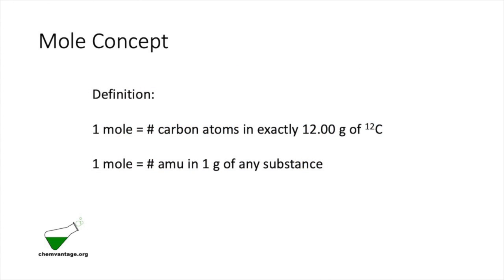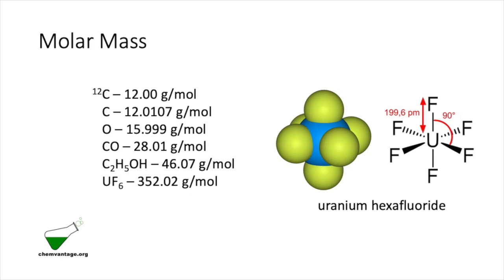Technically, a mole is defined as the number of carbon atoms in exactly 12 grams of carbon-12. It turns out that because the atomic mass unit is also defined in terms of carbon-12, a mole is the number of atomic mass units in 1 gram of anything. A mole of carbon-12 atoms has a mass of exactly 12 grams, by definition. So we say that the molar mass of carbon-12 is 12.00 grams per mole.